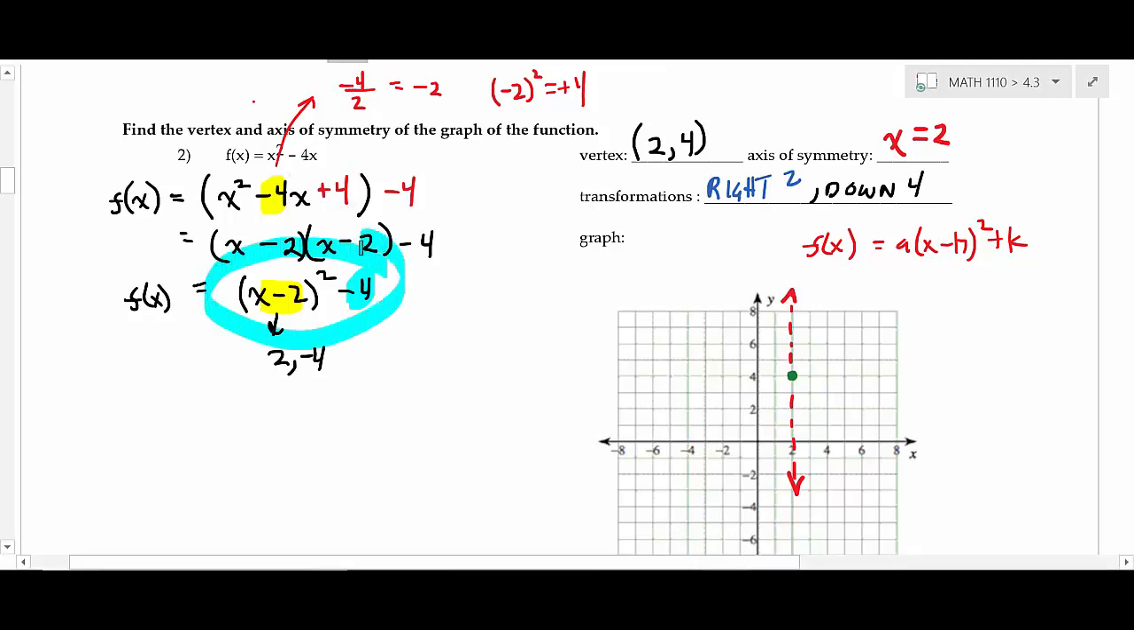Okay, look at this right here. Is this going to open up or is it going to open down? Opens up. How do you know? It's a positive number. Positive number in front of the parenthesis right here. See, that's a positive 1, isn't it? So that's going to tell you that you're going to open up. All right? Yes, go ahead.